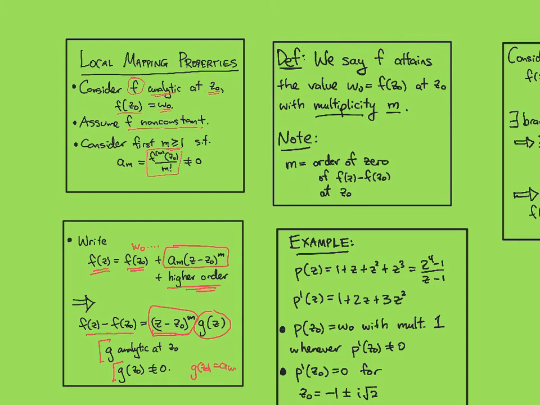And this leads to the following definition. So we say f attains the value w0 at z0 with multiplicity m. And again, m is this number over here, the first m greater than or equal to 1, such that the mth derivative at z0 is non-zero. And so m, more specifically, is the order of the zero of f minus f of z0 at z0.